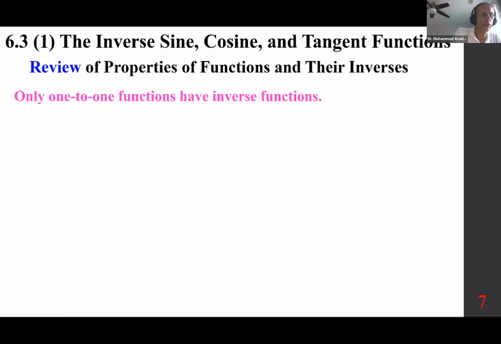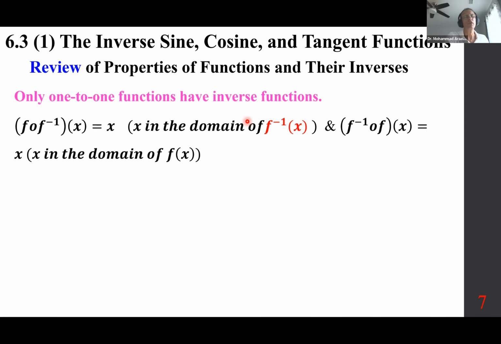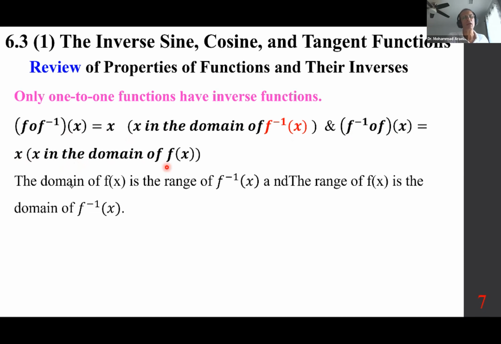All right, so let's review the concept of an inverse function. Only one-to-one functions have inverse functions. f of f inverse of x equals x, x is in the domain of f inverse, and f inverse of f of x equals x, x is in the domain of f. They're composite functions, in other words. The domain of f is the range of f inverse. And the range of f is the domain of f inverse.